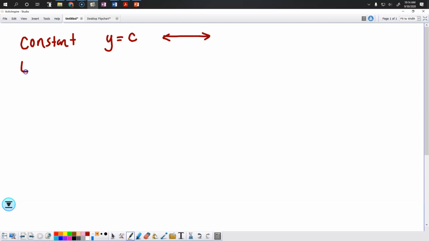Then we have linear functions. Linear functions are of the form y equals mx plus b. Technically, a constant function is a linear function. It's just a special one, where it's just a constant, so it looks like a horizontal line. But linear functions are also straight lines, but they can be diagonal, like that. Another type of function is the quadratic function, which I think you guys are probably very familiar with.